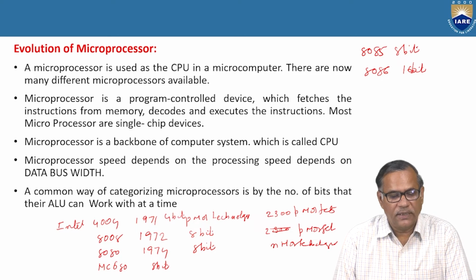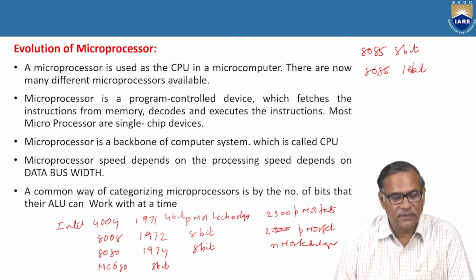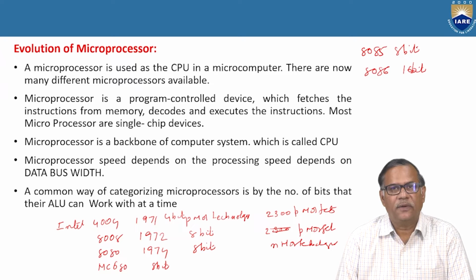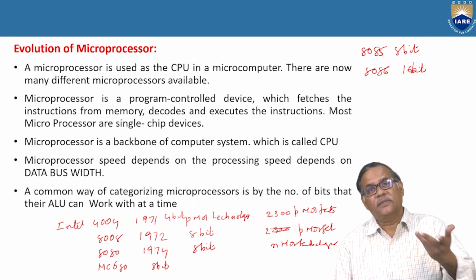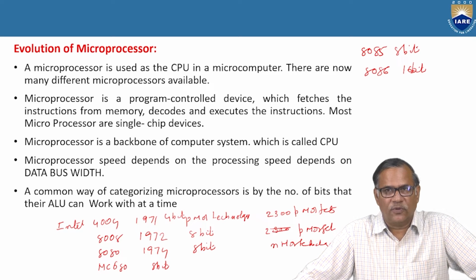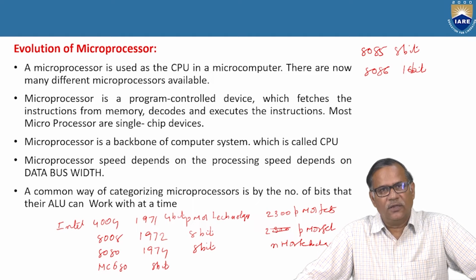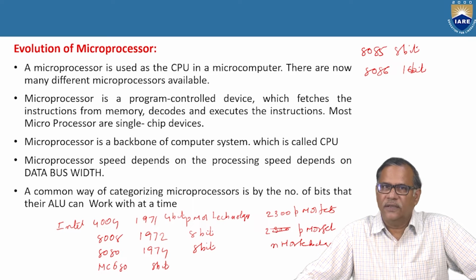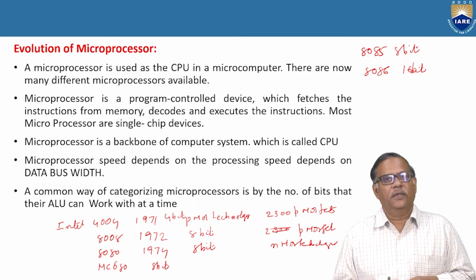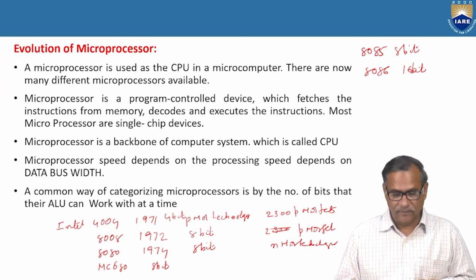The microprocessor is the backbone of a computer system, which is called the CPU. Microprocessor speed depends upon the processing speed and upon the data bus width. Higher the data bus width, you get higher operating speeds. A common way of categorizing microprocessors is by the number of bits which the ALU can work on at a time. The ALU works on the operands. If the ALU can operate on 8-bit operands, then we call the processor an 8-bit microprocessor. And if the ALU can operate on 64-bit operands, then we call it a 64-bit processor.